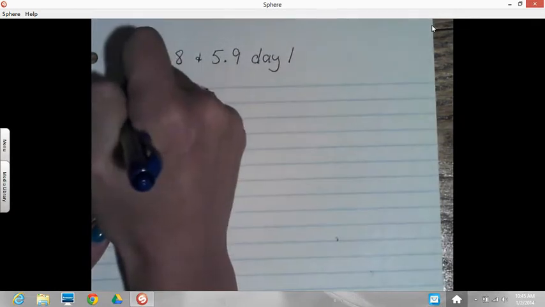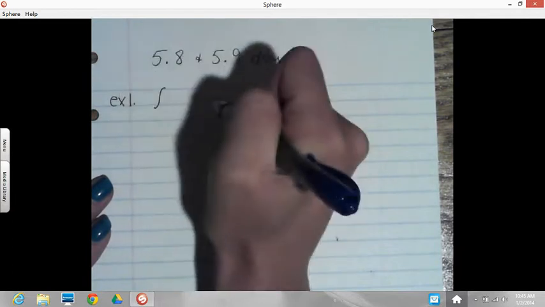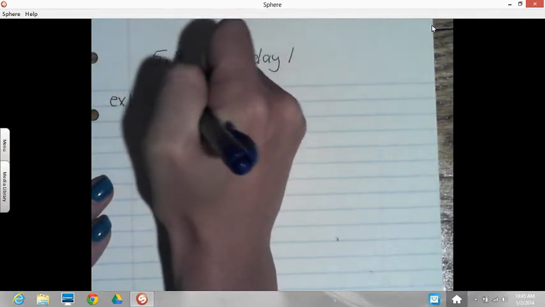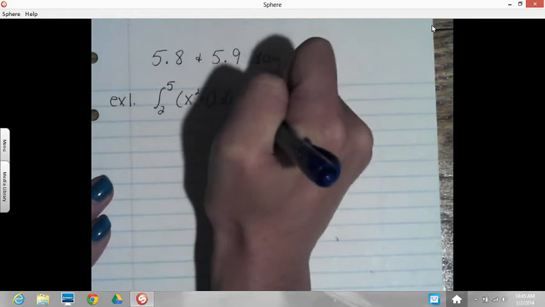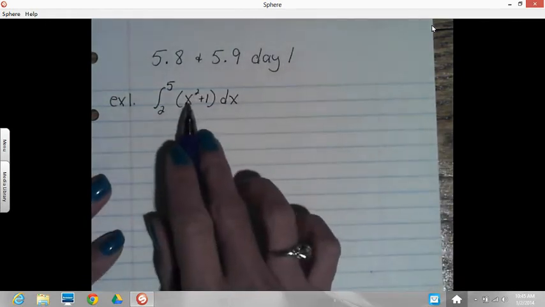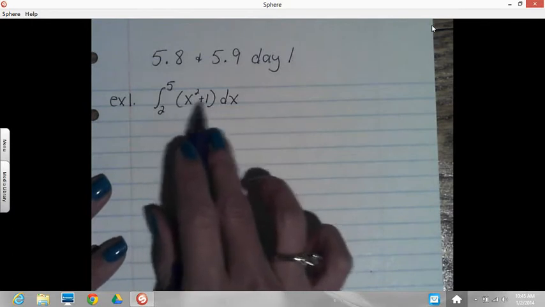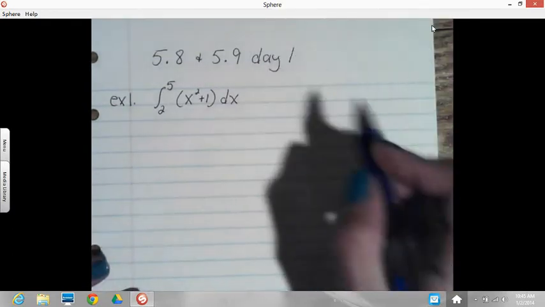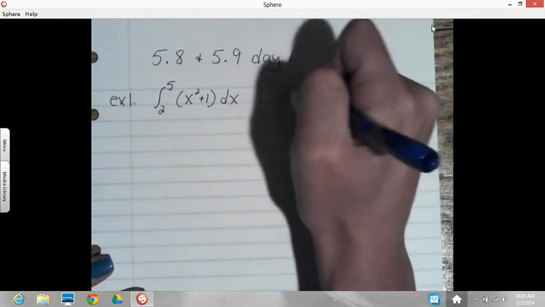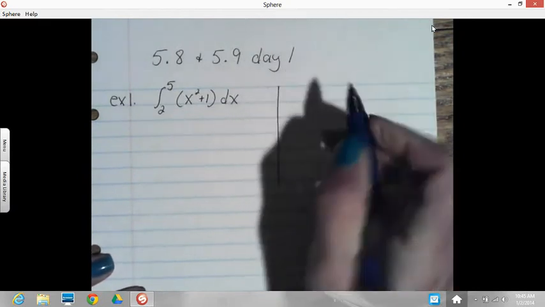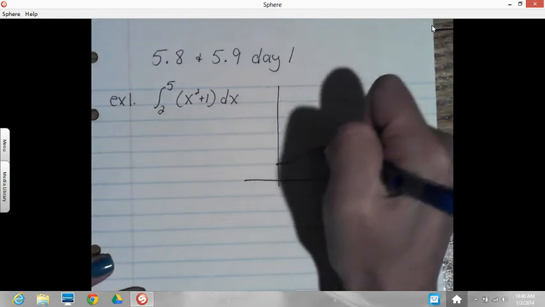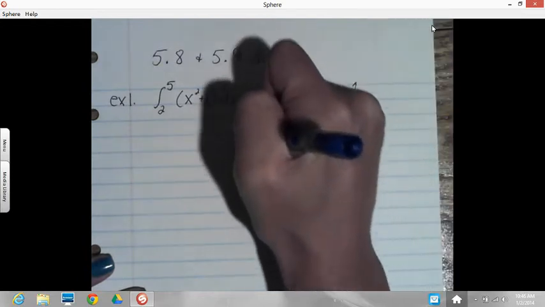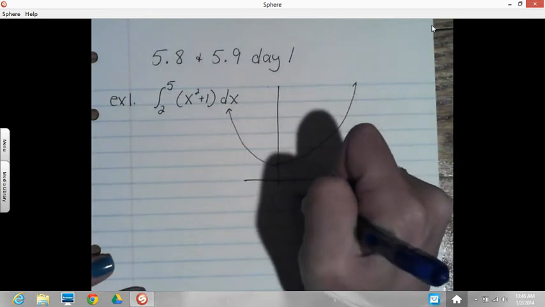And I just want to review what we've done in the past, well, one way. We want to look at the integral from 2 to 5 of the function x squared plus 1 dx. So what we're actually finding when we set this up is the area under this curve from 2 to 5. If I do a quick sketch of that, that's a parabola with the vertex up 1. And I'm looking at the area from 2 to 5.